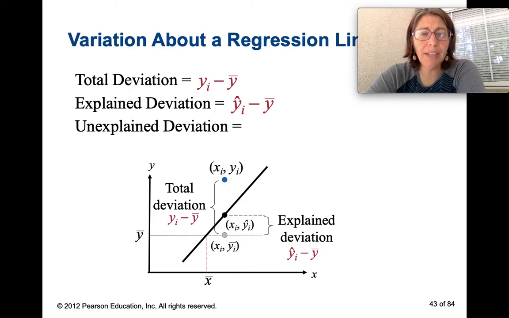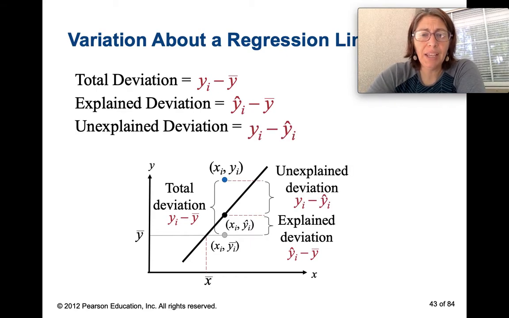Now your unexplained deviation is the data, the original y sub i, minus the predicted y. So y sub i minus y hat. So we have a total deviation, the observed value minus the mean. Our explained is the predicted minus the mean, and the unexplained is the observed minus the predicted.